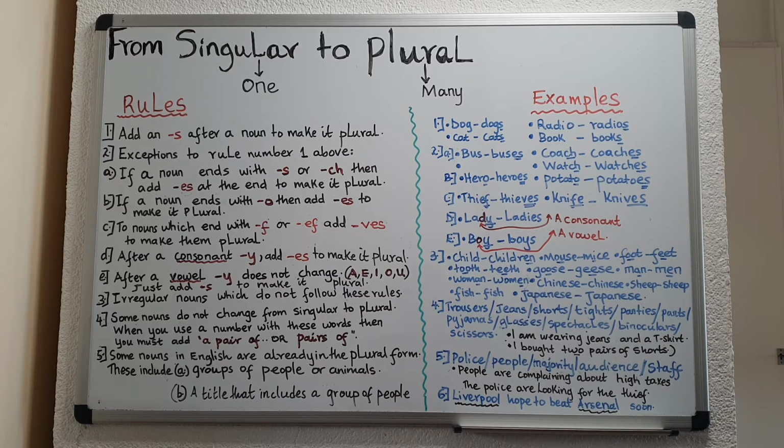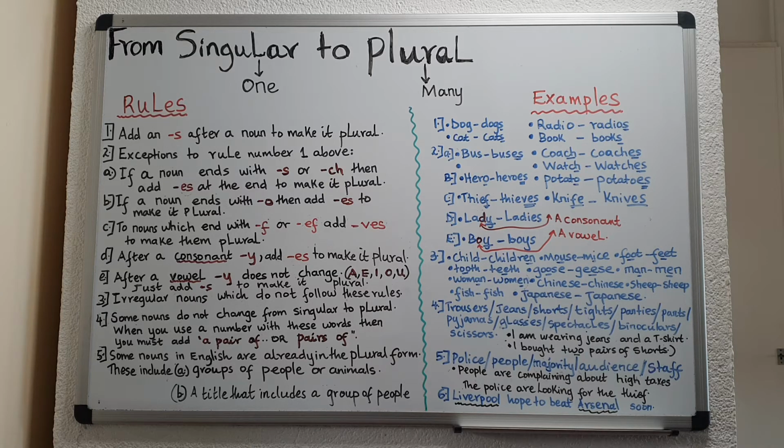However, let us move on to rule number 2. Exceptions to rule number 1 above. So rule number 1 does not apply to all the nouns. There are some exceptions. There are some nouns which, if you have to change them from singular to plural, you can't add an S at the end of it. What are these nouns? Look at rule number 2A.